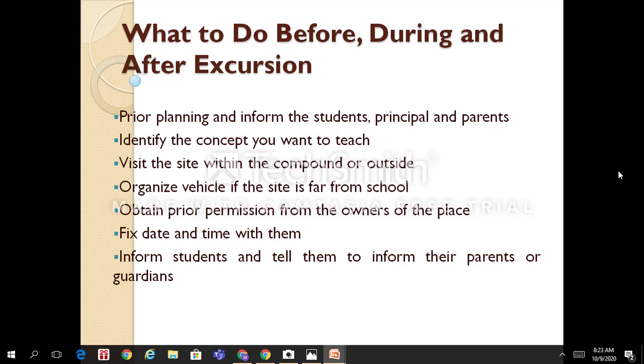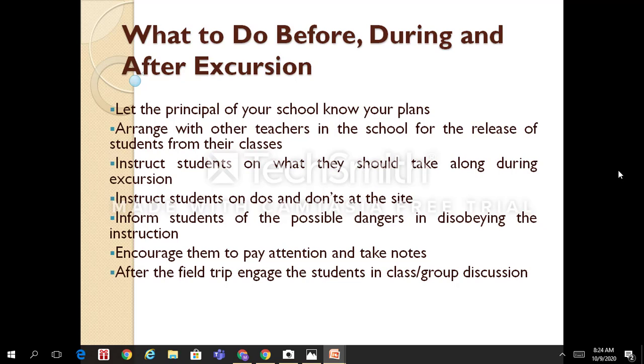You now fix time. After taking permission, you fix time with the organization where you are carrying the children to. Inform students and tell them to inform their parents. You also let the principal know of your mission of carrying these children outside your classroom. Arrange with other teachers in case you need support. Instruct students on what they should take along during the excursion.